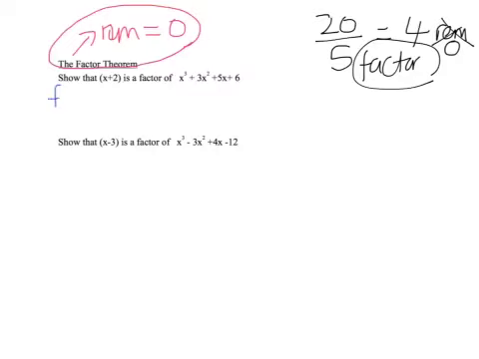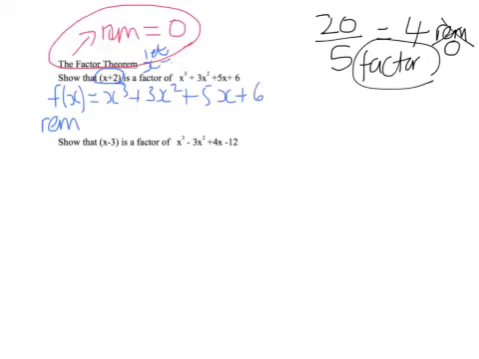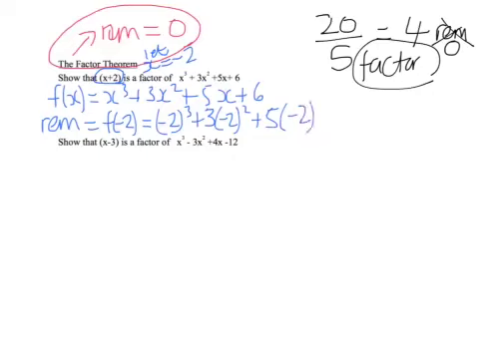So we start off by saying, here's the function. F of x is x cubed plus 3x squared plus 5x plus 6. And they're asking me to show something as a factor. So I'm going to find the remainder when it's divided by x plus 2. Now, if it's divided by x plus 2, I'm going to let x equal minus 2. So the remainder is found by f of minus 2. So we're going to feed a minus 2 in. Minus 2 cubed plus 3 lots of minus 2 squared plus 5 lots of minus 2 plus 6. It's important that we fill that bit in.